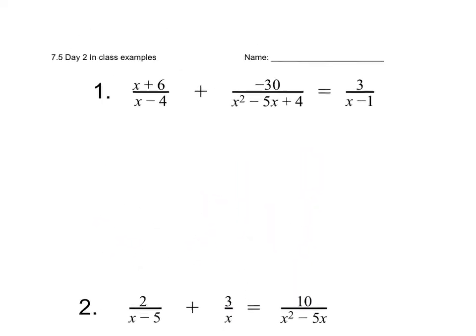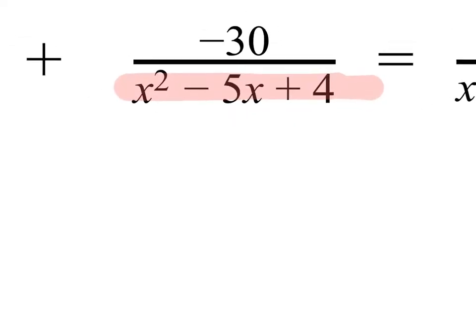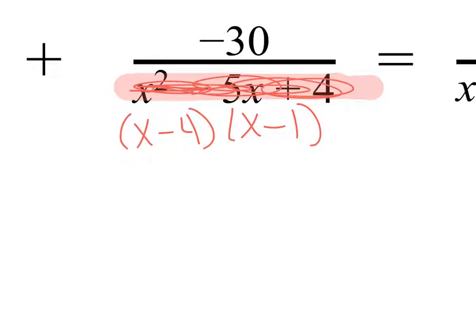Okay, so we have x plus 6 over x minus 4 plus negative 30 over x squared minus 5x plus 4 equals 3 over x minus 1. When in doubt, what's the first thing we do? Factor it out. When in doubt, we're going to factor. That's always going to be our first step. So I can factor x squared minus 5x plus 4. And if I factor that, I get x minus 4 and x minus 1. Okay, so now I'm done with that because I factored it out.